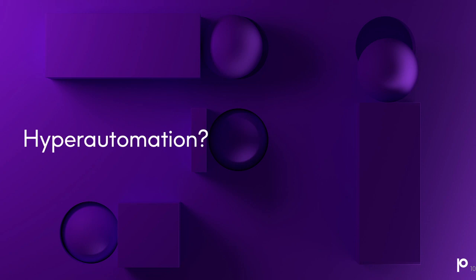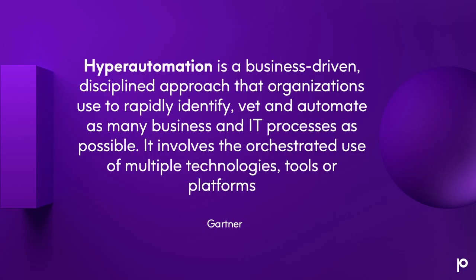Hyperautomation, as I described earlier, is kind of a buzz phrase right now, but it's a really important concept when we consider our businesses and digital transformation and how we can adopt automation across our entire enterprise. It's a phrase that was coined by Gartner, and Gartner defines hyperautomation as a business-driven, disciplined approach that organizations use to rapidly identify, vet, and automate as many business and IT processes as possible. It involves the orchestrated use of multiple technologies, tools, or platforms. So essentially, hyperautomation is automate as much as you can, as quickly as you can, but find the right tools to do it.